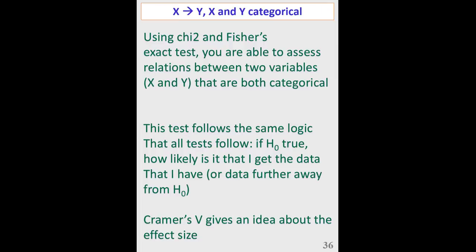Okay, wrapping up. For this part, using chi-square and Fisher's exact, you can compare two variables where each of the variables is categorical with two or more categories. That'll work. The test follows the same logic that all tests follow. If H0 is true, where H0 is rows and columns are independent, how likely is it then that I get the data that I have, or data further away from H0 still? Cramér's V gives then an idea about the effect size.